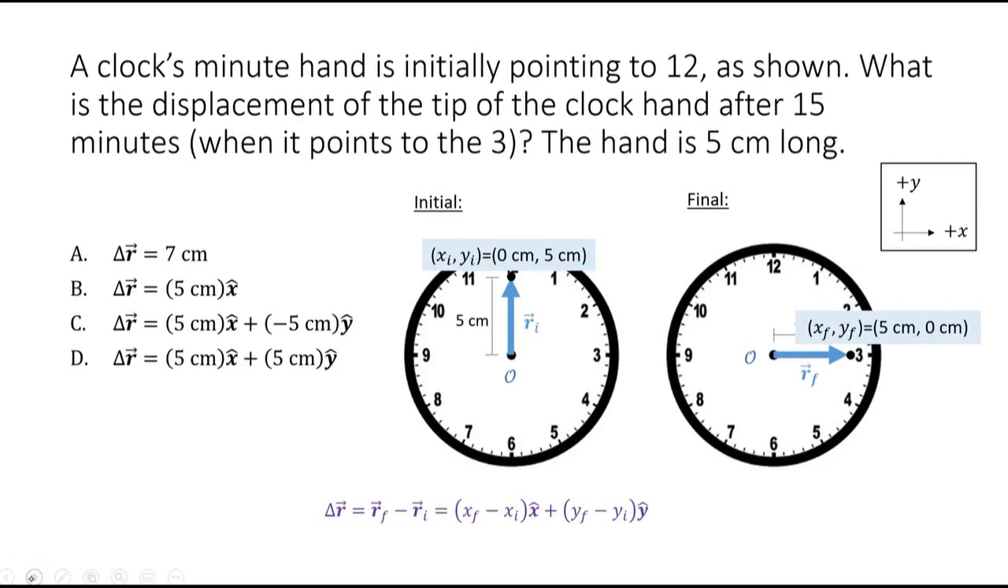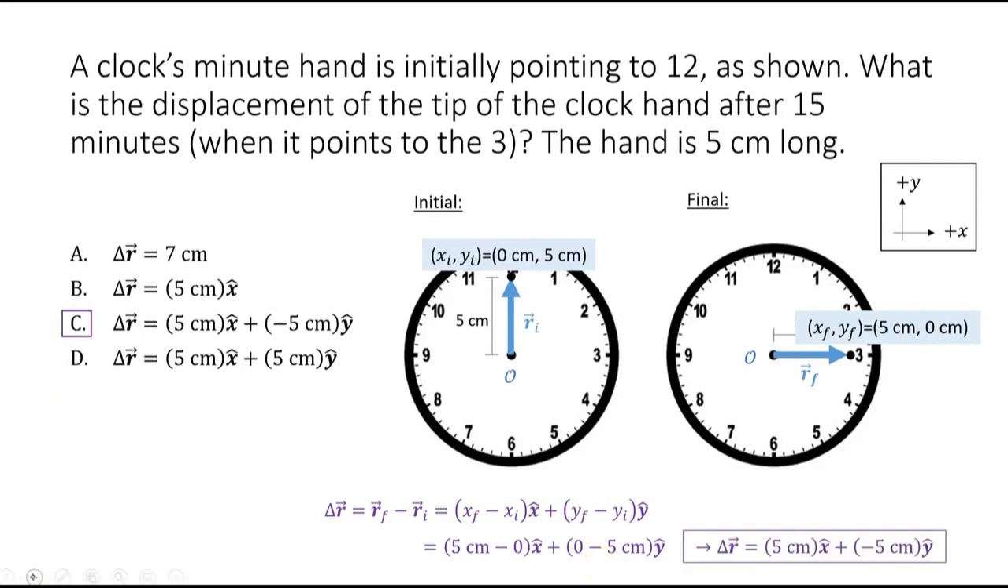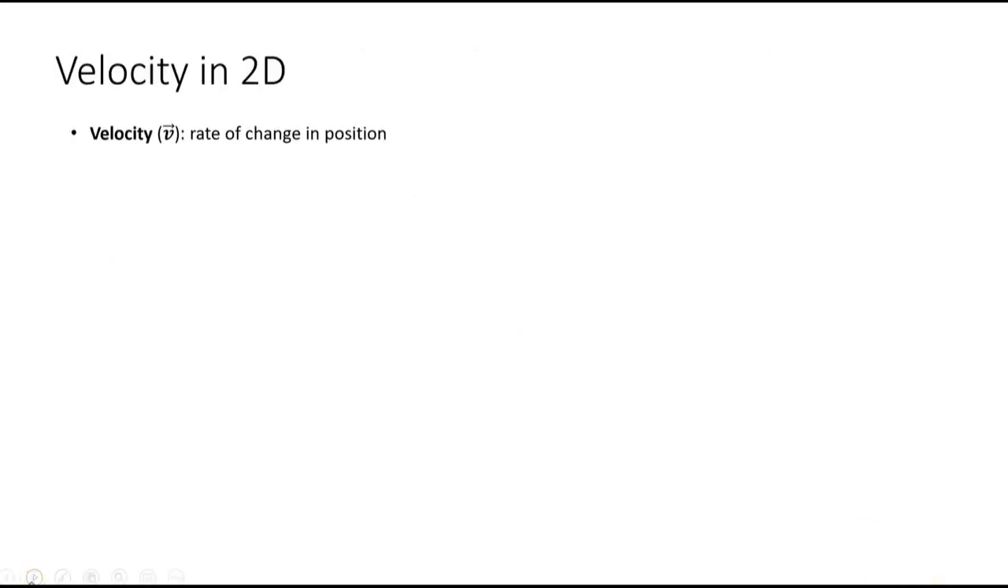Okay, so from there, finding the displacement is fairly straightforward. Remember, we want to subtract like components. So we want to subtract x final and x initial to find the x component of the displacement, y final and y initial to find the y component of the displacement. Okay, so then we just have to plug in our numbers. We know x final is 5 centimeters, x initial was 0, and then we know that y final is going to be 0 while y initial was 5. So when we plug those in, we should end up getting our answer C here, which is that the overall displacement is a displacement of 5 centimeters in the x hat direction and minus 5 centimeters in the y hat direction. Okay, now let's talk about velocity in 2 dimensions.